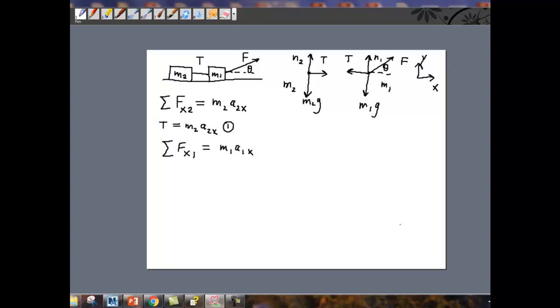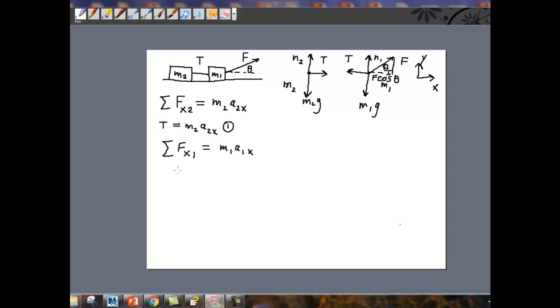Alright, now for mass M1 we see that there's a force T in the negative direction. There's also a force F. It's not along the X direction itself, but a component of it is. And so if we go up to the free body diagram, we can see easily that drawing a right triangle would allow us to determine that there is an x component which would be equal to F times the cosine of theta. Likewise, there would be a y component, F sine theta, but I'm not going to draw that.